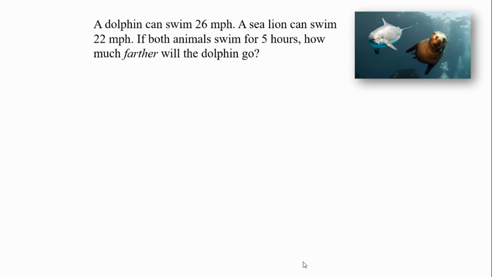It says here, you have a dolphin and a sea lion. The dolphin is swimming at a rate of 26 miles per hour. The sea lion can swim at 22 miles per hour. And it says if both of these animals swim for 5 hours, how much farther will the dolphin be ahead?